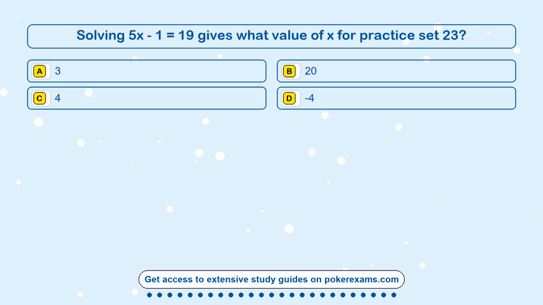Question 9. Solving 5x minus 1 equals 19 gives what value of x for practice set 23? Option A 3. Option B 20. Option C 4. Option D minus 4.